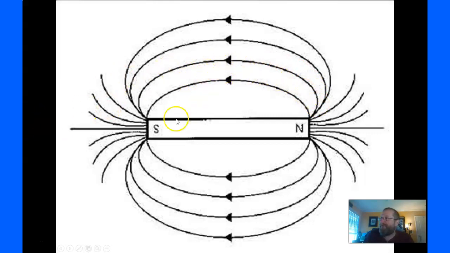But the arrows always show you which way is positive. So if I had this drawing without the south and the north in it, just the arrows, you could fill in the south and the north for me. The arrows point towards the south negative pole, the south pointing pole. Okay.